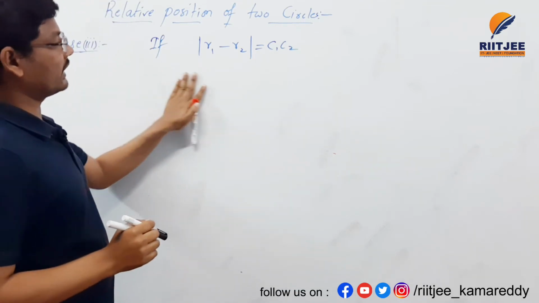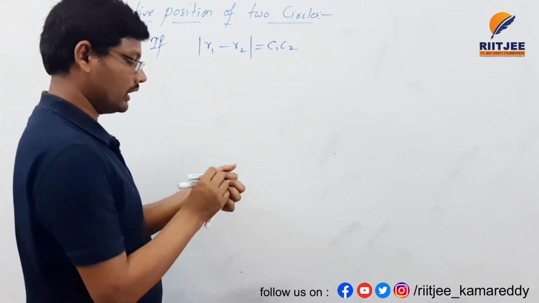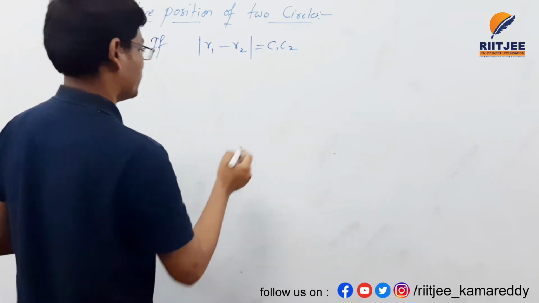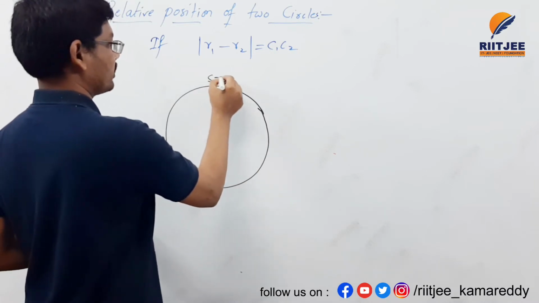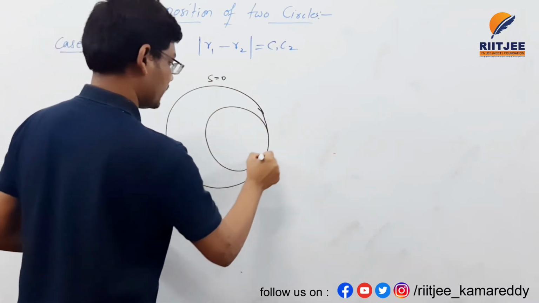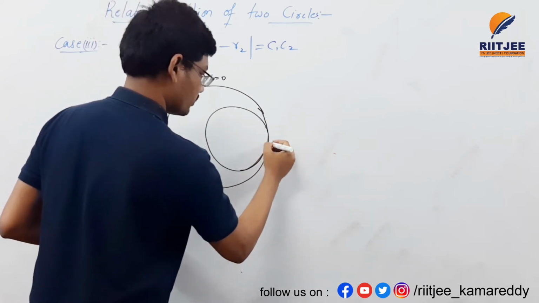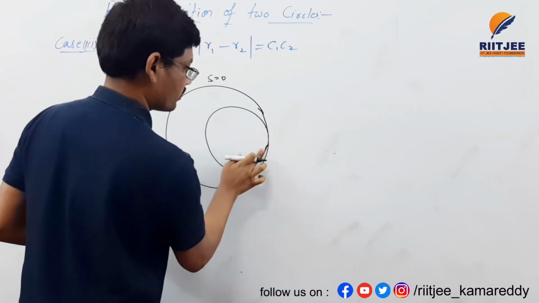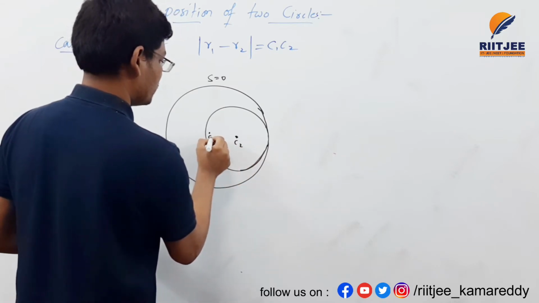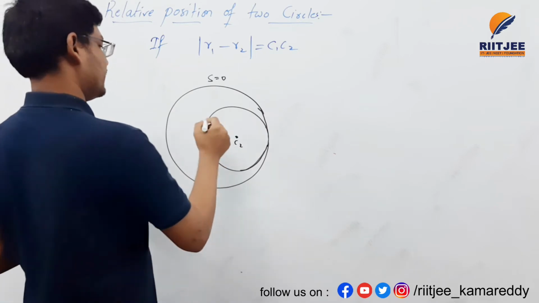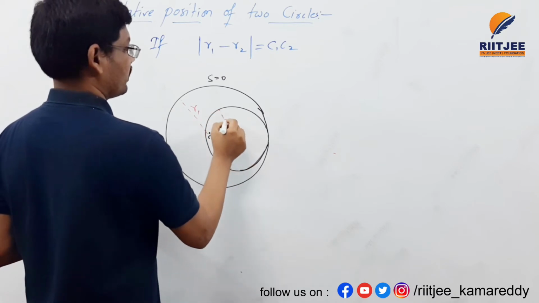Here this condition tells us that the difference between two radii is equal to the distance between two centers. If you draw a circle like this, this is S1, S dash is equal 0, and I am drawing one more circle inside of the circle here. This is having C2, this is having C1, and this circle is having radius R1, and this circle is having radius R2 here.